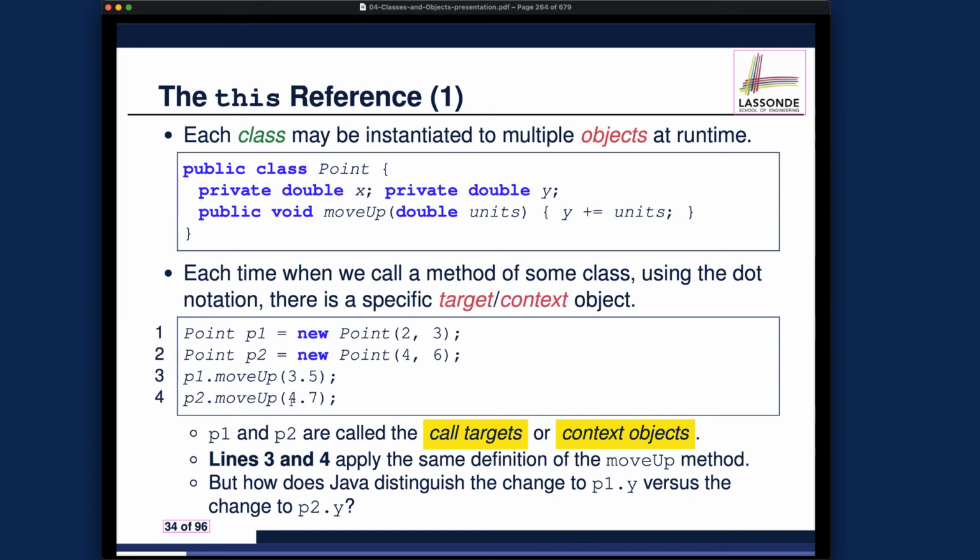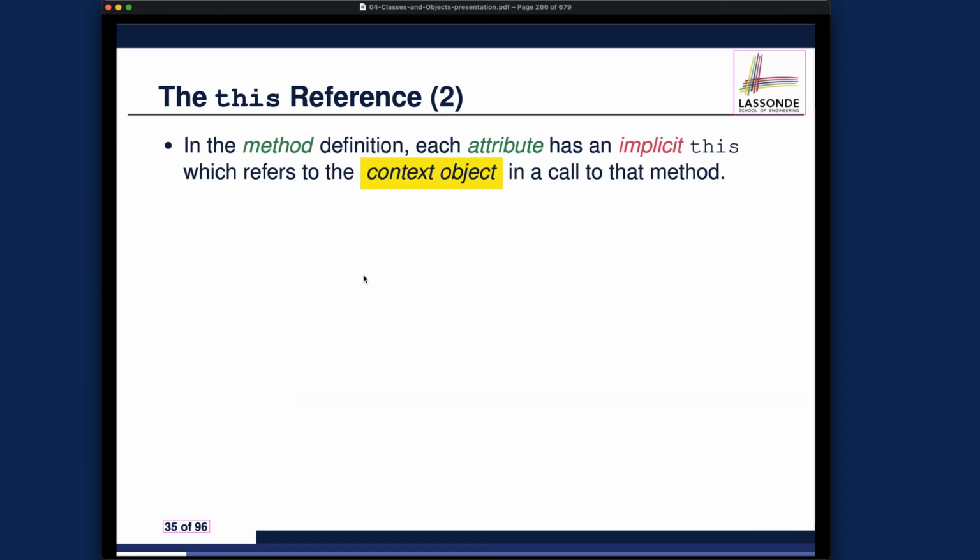So that's why the keyword this is present, either explicitly or implicitly, to help you disambiguate. In the method definition, here the method I'm talking about is either a constructor or accessor or mutator, whenever you use a name that's the same as an attribute, that's actually implicit. Each attribute has an implicit this, which refers to the context object. So remember, in the definition, in the template, we use the keyword this. However, when we call the method, we're going to replace the this by the context object, right? That's something I will try to review again, how to trace it, at the end.